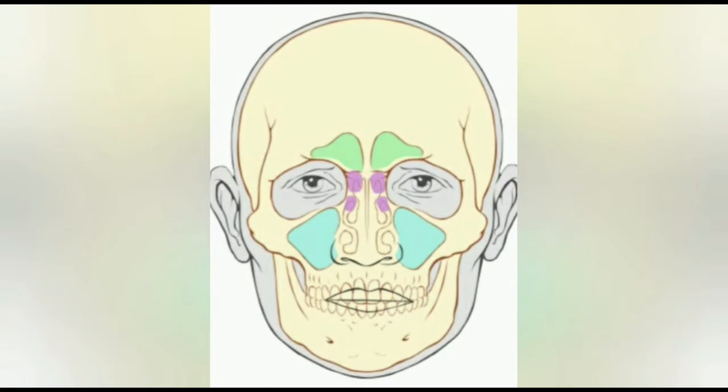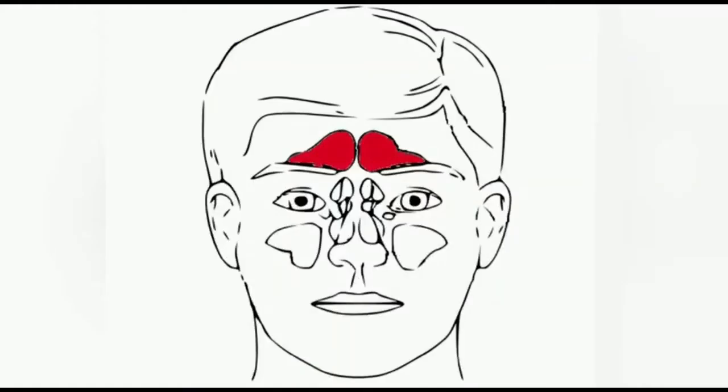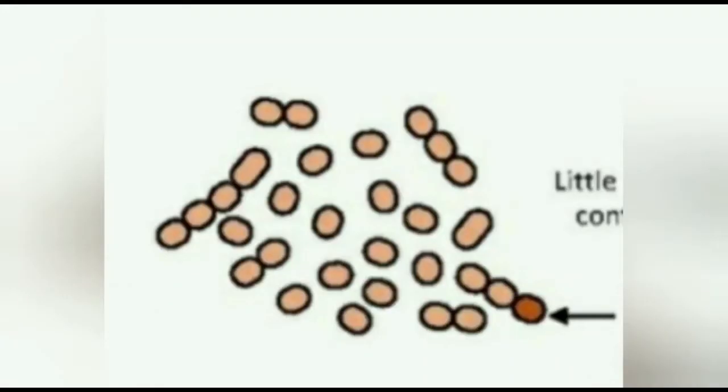Now let's see how sinusitis is caused. Healthy sinus will be devoid of bacteria or other microbes. In such sinuses, mucus will be easily drained out and airflow will also be proper. But due to some causative factors like cold, allergy, etc., mucus will be produced excessively, which blocks the sinus, due to which bacteria or other microbes start growing more easily in it.